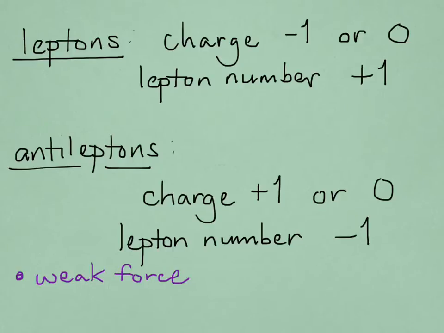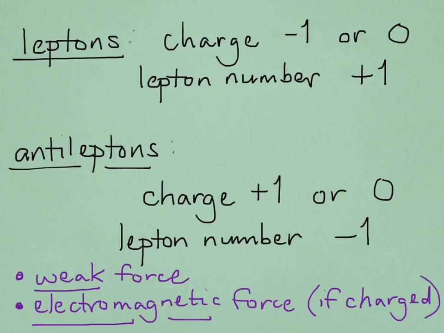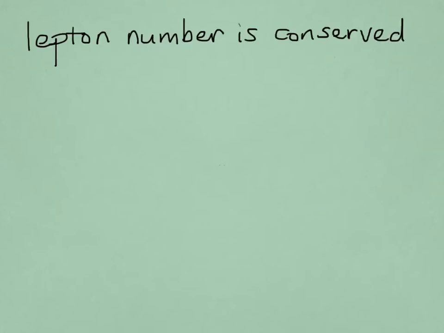And just to remind you, all leptons are affected by the weak force, and the electromagnetic force if they are charged. So the electron, muon and tau are affected by the electromagnetic force, but not the neutrinos. But they're not affected by the strong force. Now, the reason we've got lepton numbers really is so we can check whether the lepton number is conserved and work out whether some interactions are possible or not.